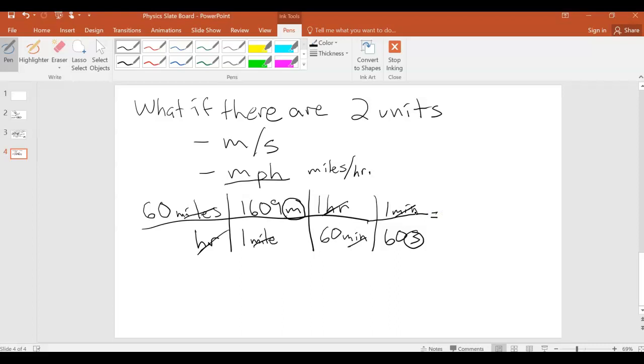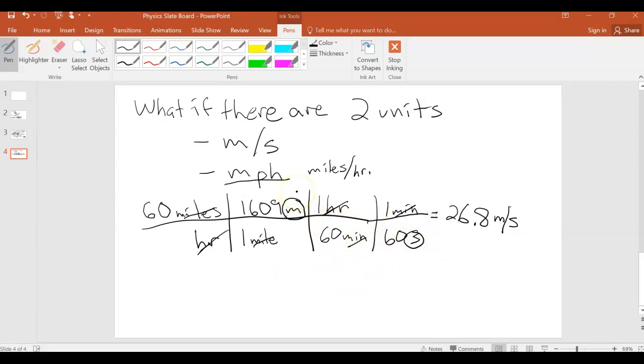Then we can just go ahead and do the calculation. So we'd have 60 times 1609, and then we would divide that by 3600, and we would wind up with 26.8 meters. Actually, yeah, 26.8 meters per second. Right? So two little notes here.